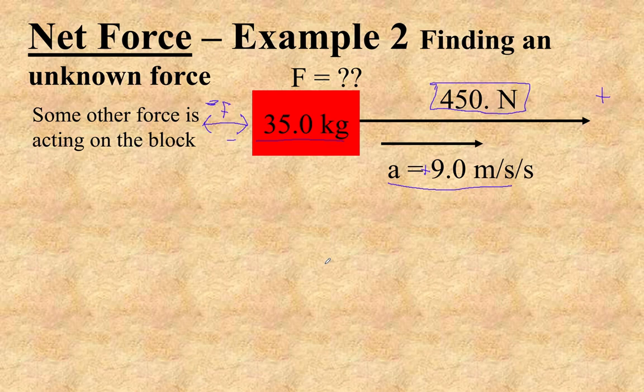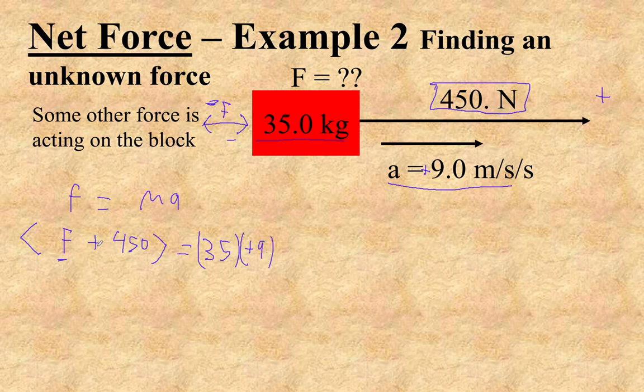The next step is to add them as a vector and set them equal to F equals ma. There's no calculating to be done yet. So I'm going to say force plus 450. Always guess that unknown forces are positive. Never put a minus sign in front of them, because that gets too confusing. That equals 35 times a, and a is positive 9.